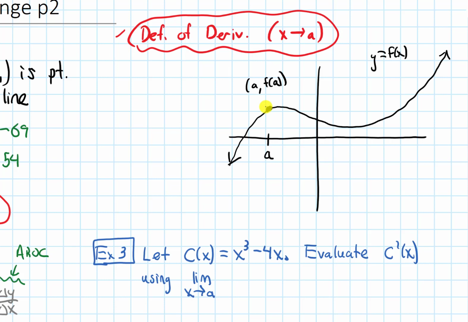So what I'm going to do, as we've done before, is connect that with a nearby point. I'm going to call this x. So the coordinates of this will be x comma f of x. If we connect that with the point at x equals a, we get a line like that, and that is a secant line.